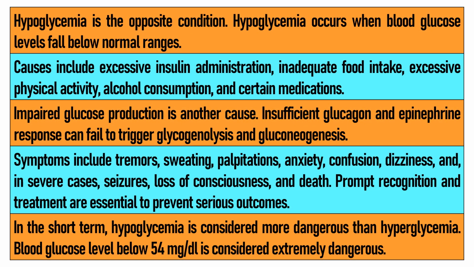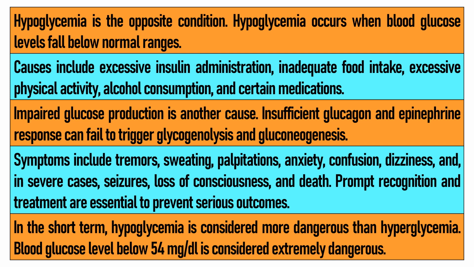What about hypoglycemia? It is also a clinical disorder related to abnormal blood glucose regulation. Hypoglycemia is the opposite condition. Hypoglycemia occurs when blood glucose levels fall below normal ranges. Causes include excessive insulin administration, inadequate food intake, excessive physical activity, alcohol consumption, and certain medications. Impaired glucose production is another cause.